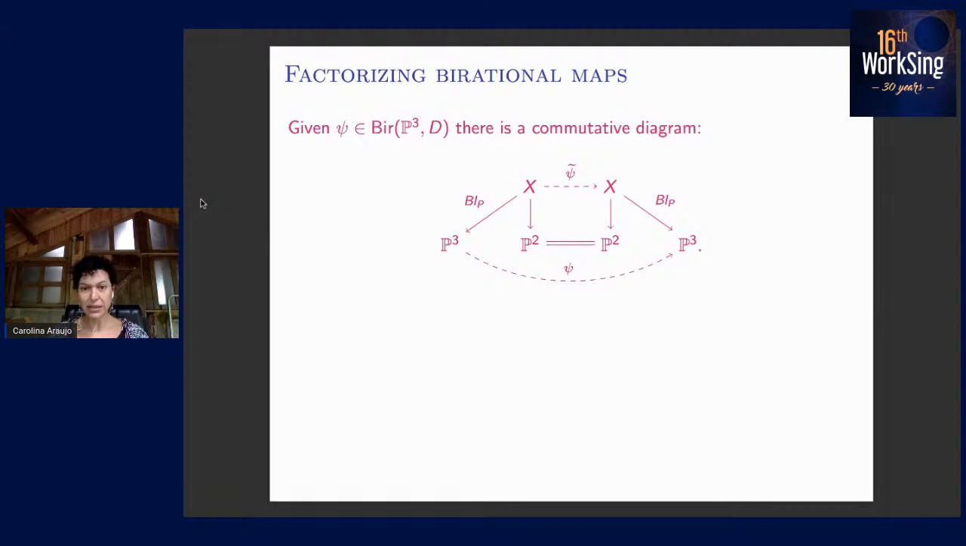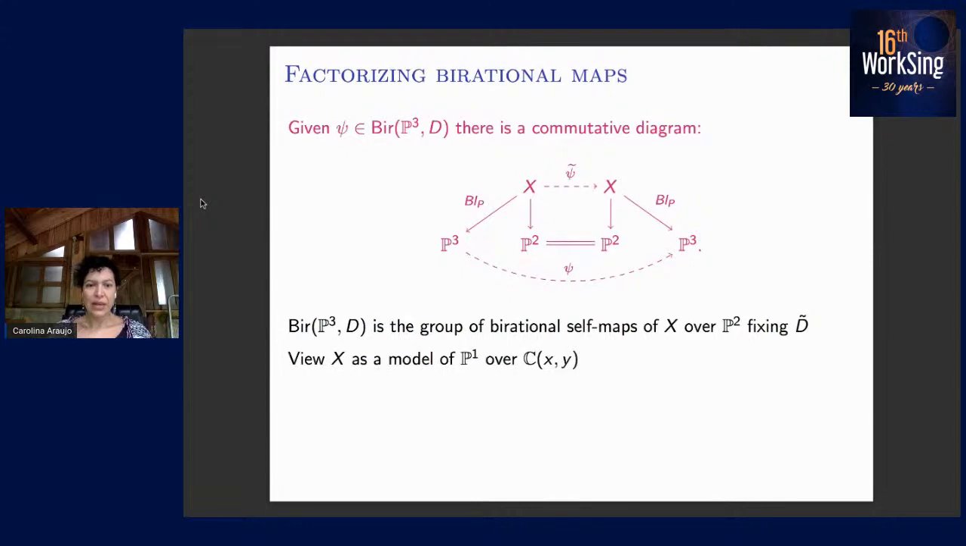And let's see how we prove our theorem from this factorization result. Well, now, from this diagram, we see that the group of birational self-maps of P3 preserving D can be seen as the group of birational self-maps of X over P2 fixing D tilde. Now, if we view X as a model of P1 over the function field of P2, then this D tilde maps 2-to-1 to P2.